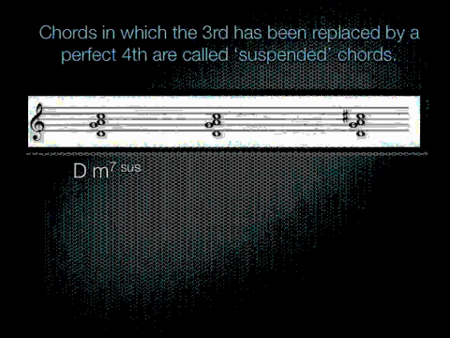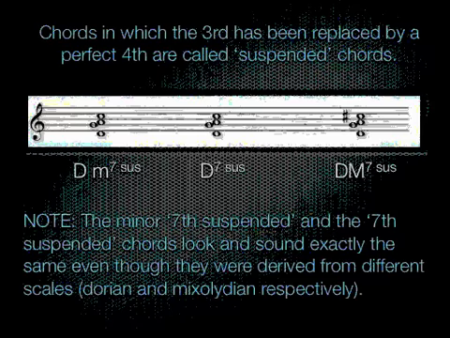And you can see that when we look at this second one, the actual chord we're looking at is identical, but it all depends on which third I replaced as to whether I call it one or the other. In this last instance, we have a major 7th, and so that can only be a major 7th chord, but then we've replaced the third with a 4th. So we get a D major 7th suspended.